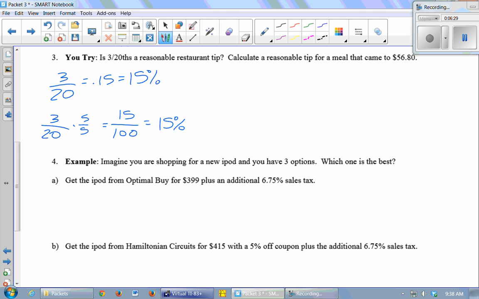All right, so is that a reasonable restaurant tip? Matter of opinion? It's reasonable. It's within the realm of acceptability, right?